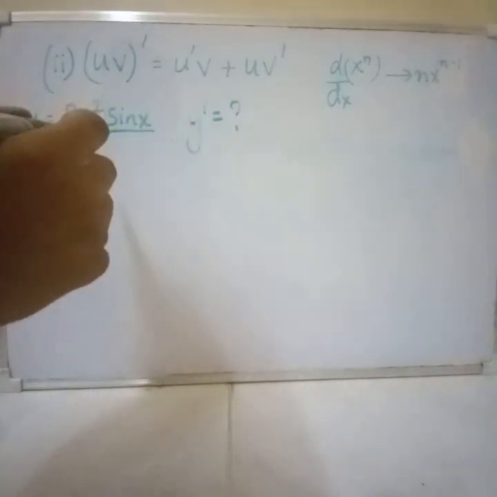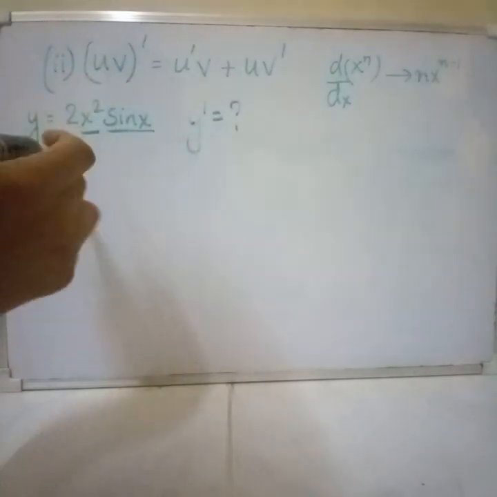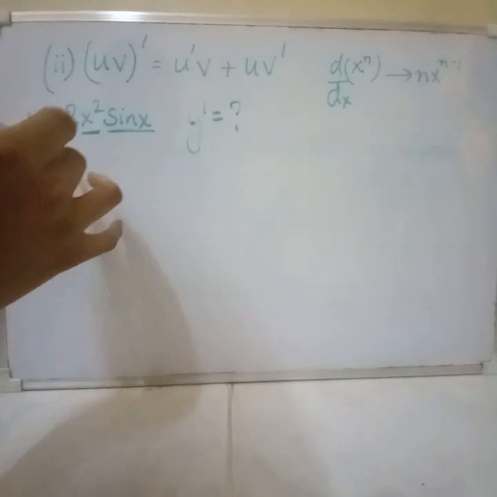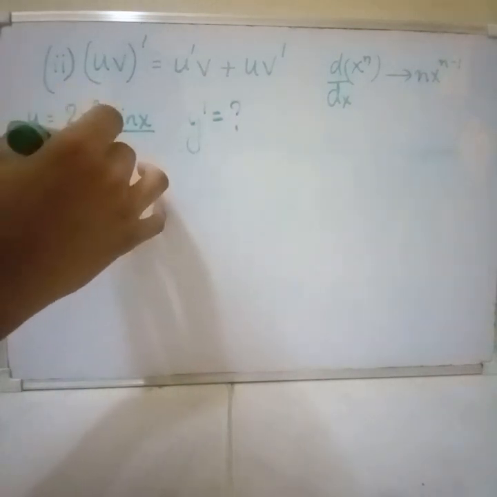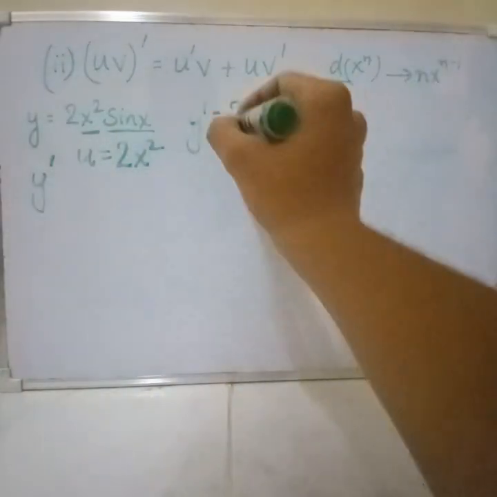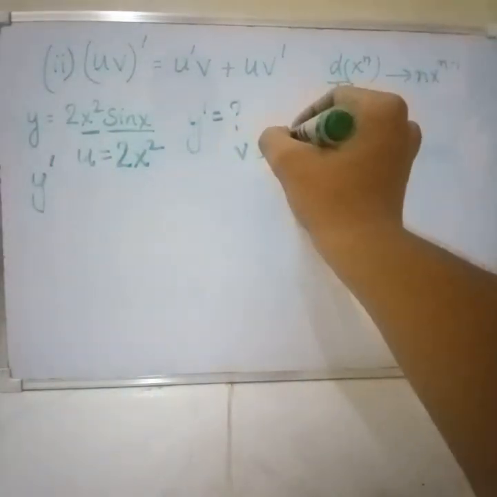So we have to find out the derivative. So we have to use the product rule. So for finding the y dash, we can specify our u as 2x squared and our v as sin x.